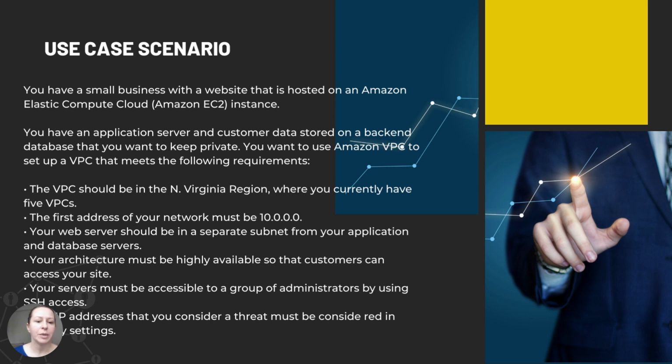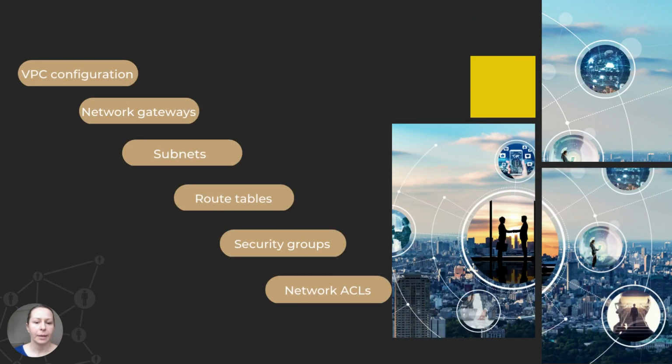Your architecture must be highly available so that the customers can access your site. Your servers must be accessible to the group of administrators by using SSH access. 5 IP addresses that you consider a threat must be considered in security settings. We are going to work through VPC configuration, network gateways, subnets, route tables, security groups, network ACLs. So these are all considerations and configurations that need to be done.